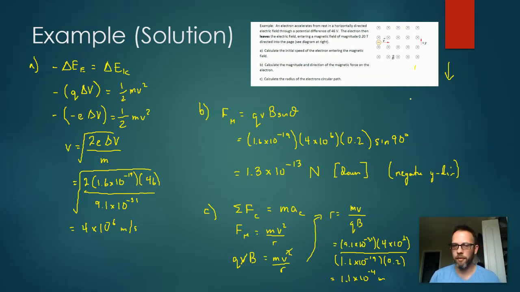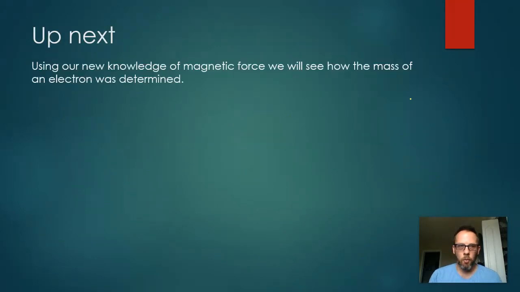We've looked at lots of examples. What's next? Well, now that we've talked about how to quantify the magnetic force, we actually can see how the mass of an electron was experimentally determined. And so that's what we'll do in our next lesson. It's going to be really fun.